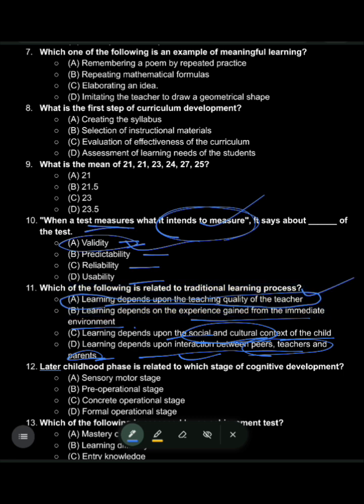Next, number 12, if we see, later childhood phase is related to which stage of cognitive development? Sensory motor stage, pre-operational stage, concrete operational stage, or formal operational stage. So what will be the correct answer here? Concrete operational stage is the correct answer. Cognitive development comes in this stage, right? So this is the correct answer.